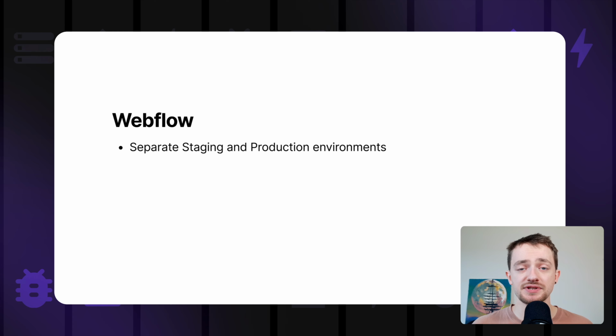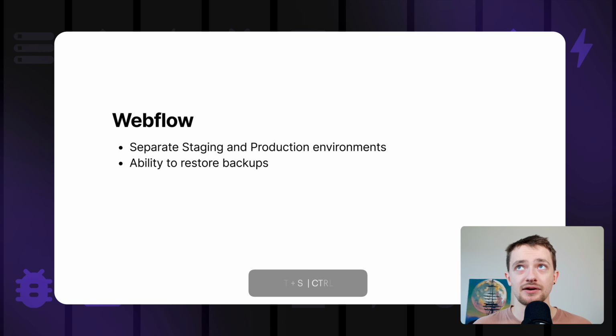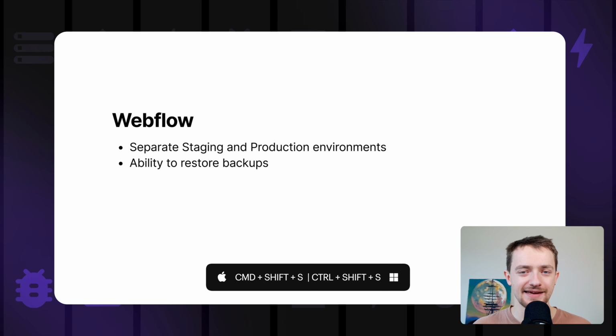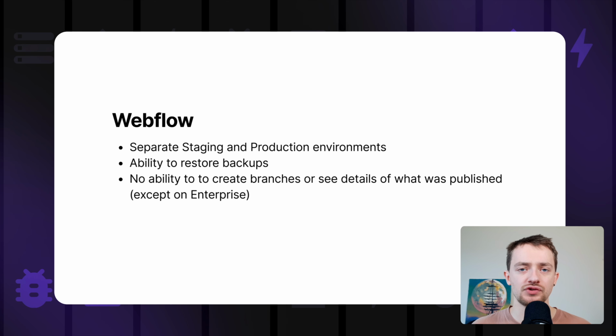Webflow gives us separate staging and production environments. It also gives us a very good backup feature. It takes these automatically. We can also take these manually. I believe that is Command-Shift-S on Mac and Control-Shift-S on Windows. But we can't create branches. We can't split off parts of our project to work on separately, and we can't see details of what was published each time a user publishes to staging or production. Those are available on the enterprise plan, but a lot of people won't have an enterprise plan, either for their personal site or for a client's project.